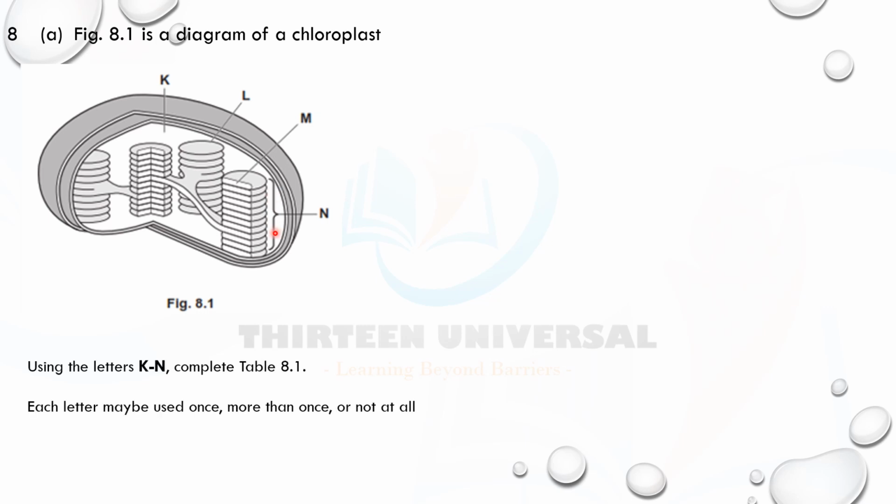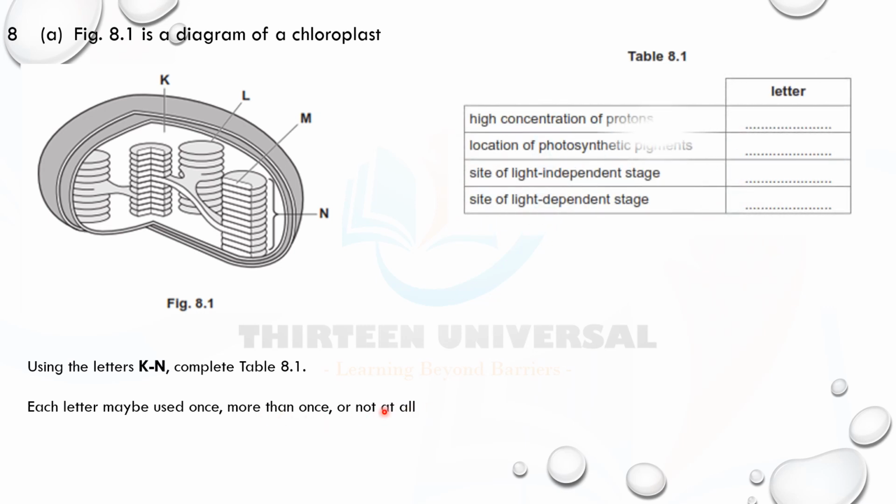Using letters K to N, complete Table 8.1. Each letter may be used once, more than once, or not at all. So let's complete the table quickly. The table says high concentration of protons. Which of them has a high concentration of protons? Of course, that's the lumen.